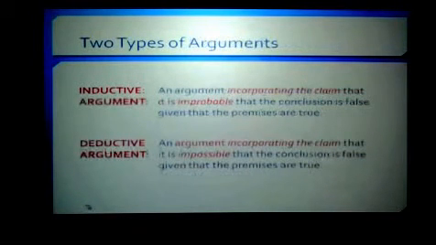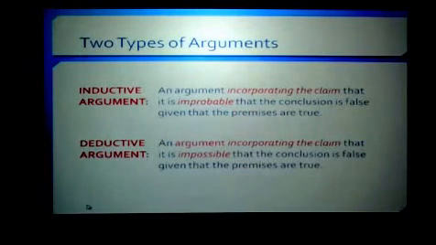Now, these two different types of reasoning, as I've mentioned, can give us two different general categories of arguments, inductive arguments and deductive arguments. So inductive arguments will use inductive reasoning, and deductive arguments will use deductive reasoning. An inductive argument is an argument incorporating the claim that it is improbable that the conclusion is false given that the premises are true. A deductive argument is an argument incorporating the claim that it is impossible that the conclusion is false given that the premises are true.